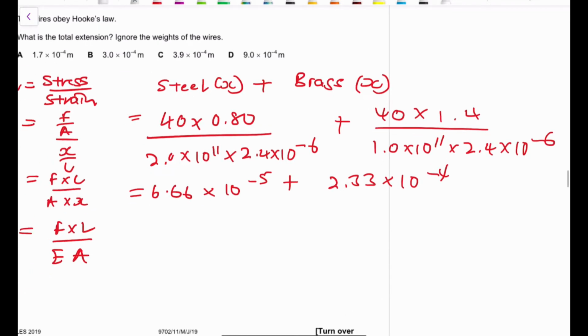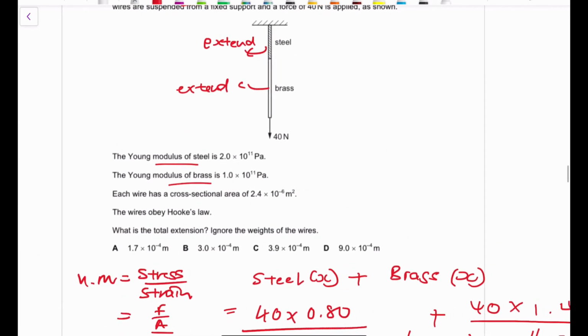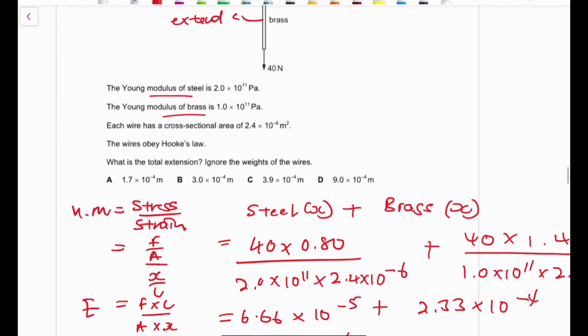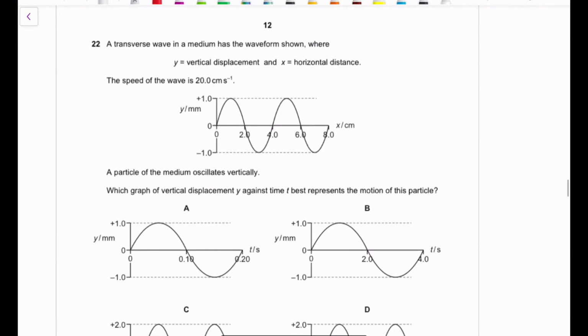What if we add these two up? What answer are we going to get? If we add these two, we're going to get 3 times 10 to the power of negative 4. And our answer for 21 is going to be B. Very important. Moving on to question 22.